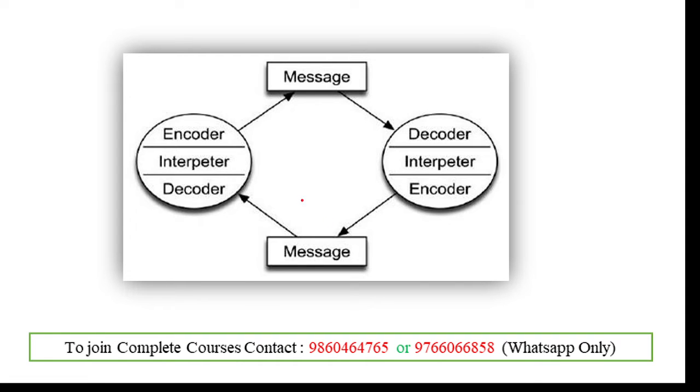Then here you can see the message is encoded, interpreted and decoded. Okay, that makes the message, and it also shows a circular procedure. When you encode a message, it is decoded by some other person or some other situation, and that comes back to you. So that's the circular procedure of this model. Clear?